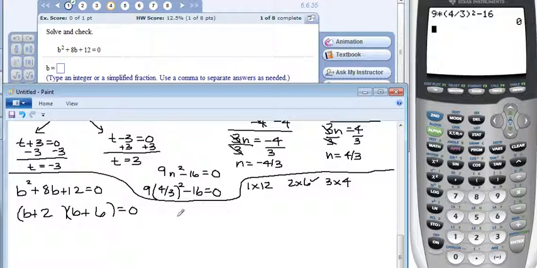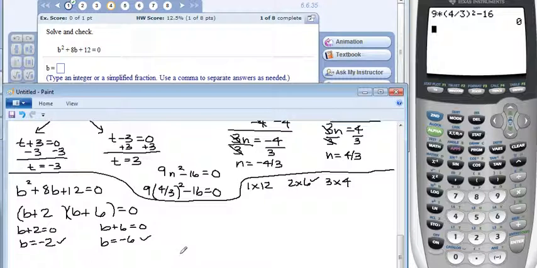Now, I can say either b plus 2 is equal to 0 or b plus 6 is equal to 0. One of those two things has to be true. So if I subtract my 2 across, I get b is equal to negative 2. There's one answer. Or if I subtract my 6 across, I get b is equal to negative 6. Here's my other answer.